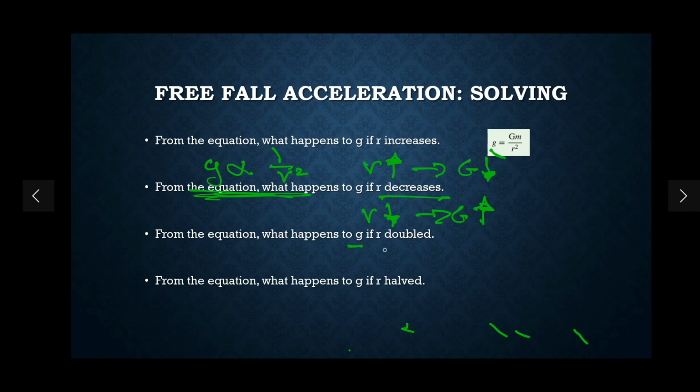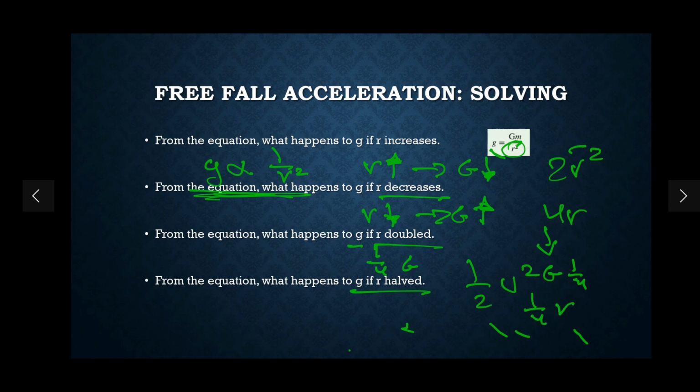What happens to g if r is doubled? It will decrease to 1 over 4 of g. Why? Because of r squared. If 2r is squared, it becomes 4r squared, so g decreases by 1 over 4. What happens to g if r is halved? Since (1/2 r) squared is 1 over 4 r squared, g will increase by 4.